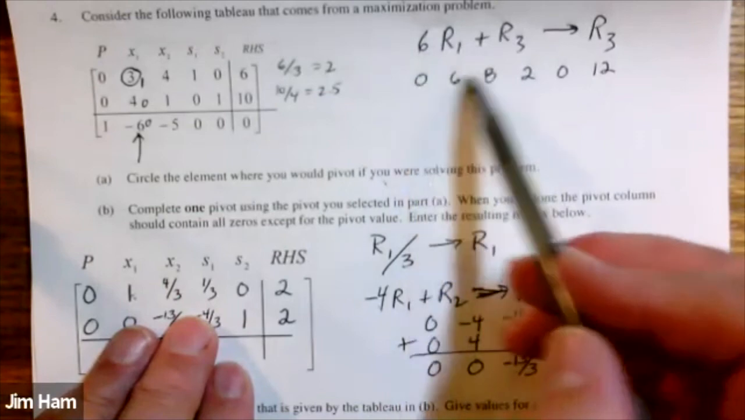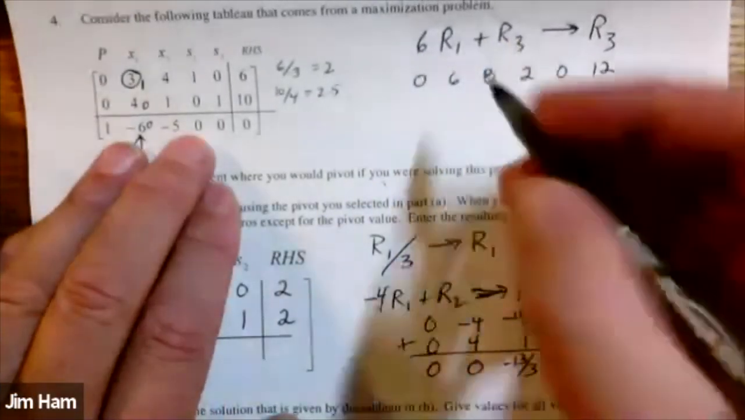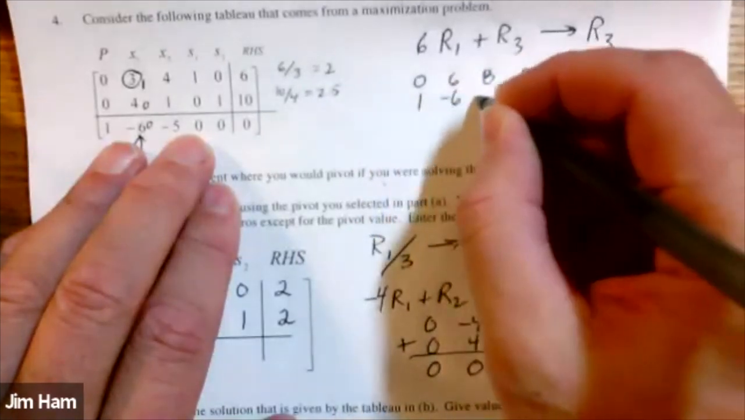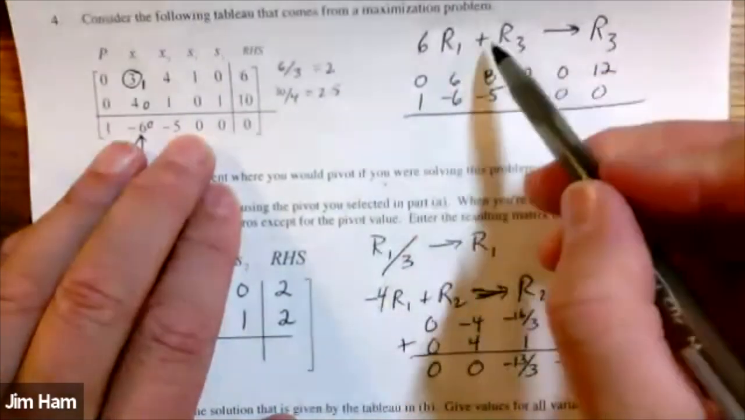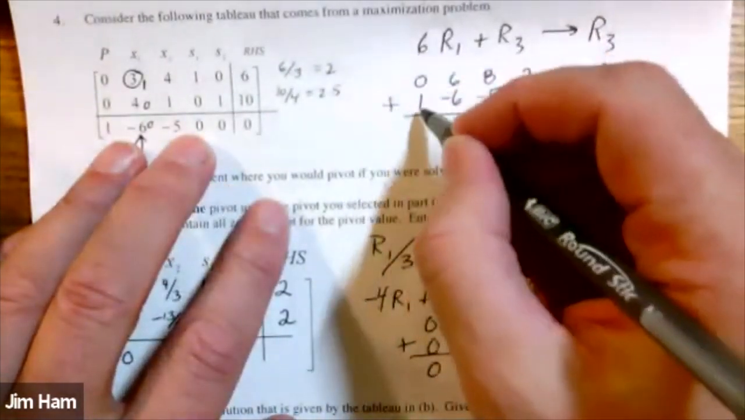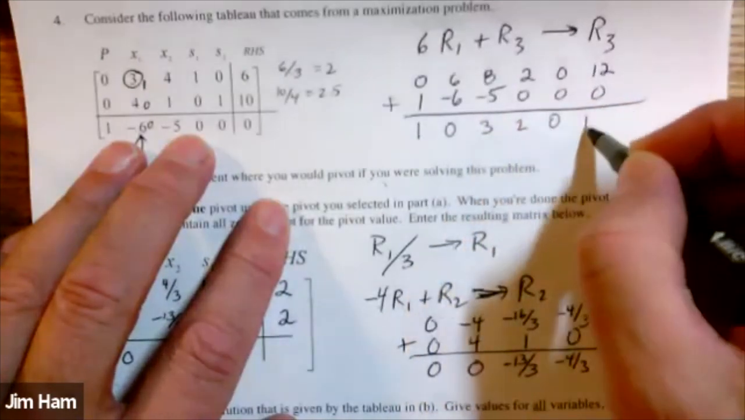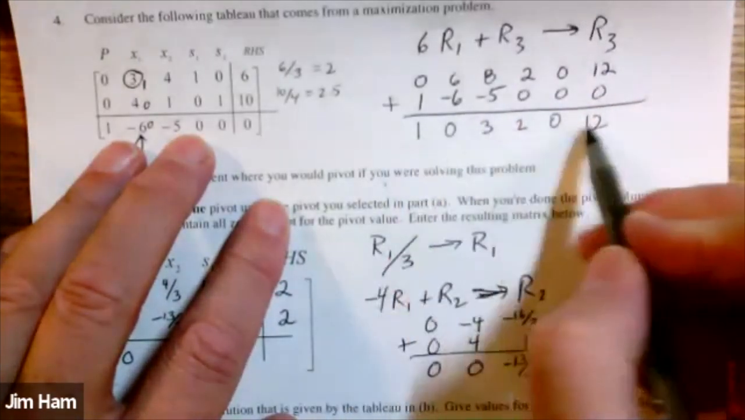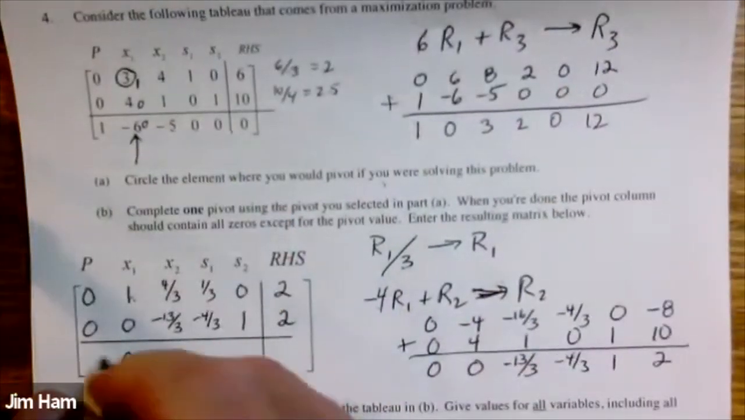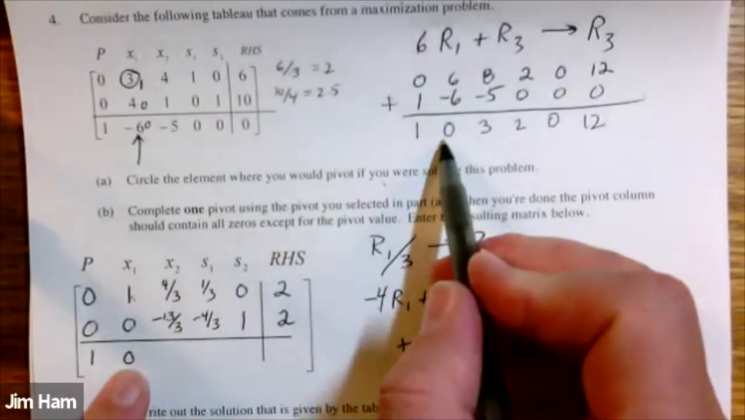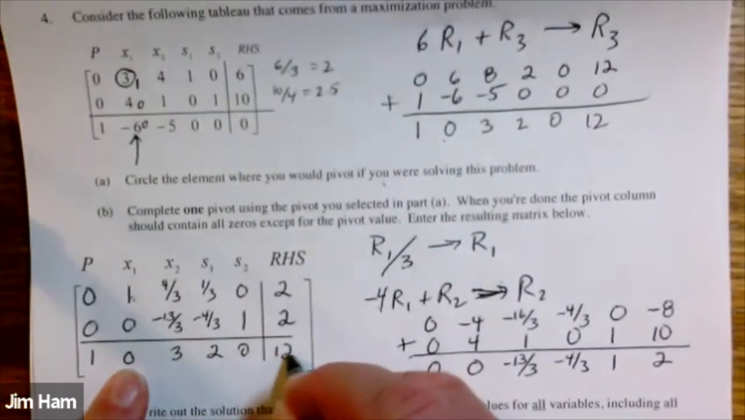Now I'm going to add that 6 times row 1 to row 3. Here's row 3: 1, -6, -5, 0, 0, 0. I'm going to add those two together, column by column, and this is what I'm going to get. Now this becomes the new row 3. So down here, I'm going to put 1, there's my 0, 3, 2, 0, 12.